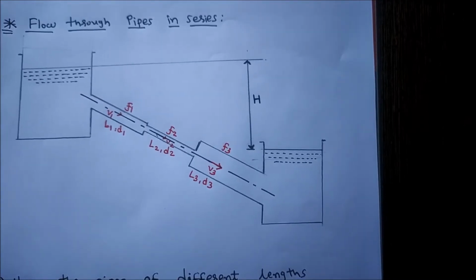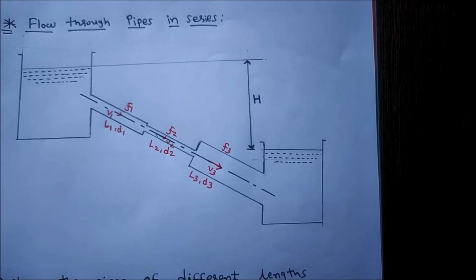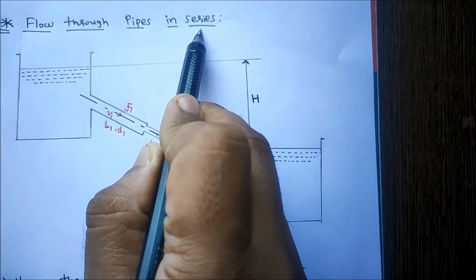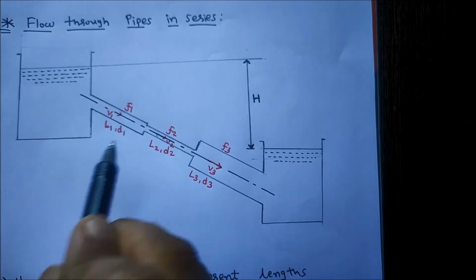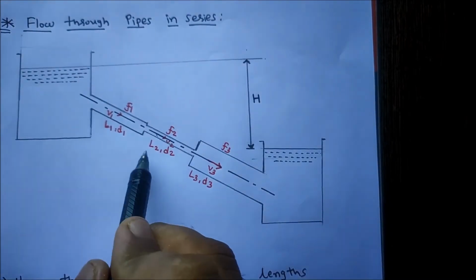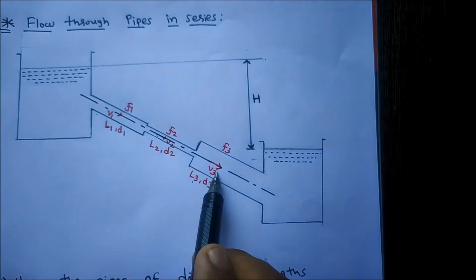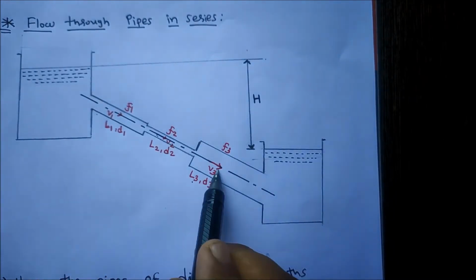Hello friends, today we discuss flow through pipes in series, or flow through compound pipes. So first question is, what is the meaning of pipes in series? Here we take three pipes of different lengths and different diameters. Here L1, L2 and L3 are the lengths of pipes 1, 2 and 3, and D1, D2, D3 are the diameters of these pipes.